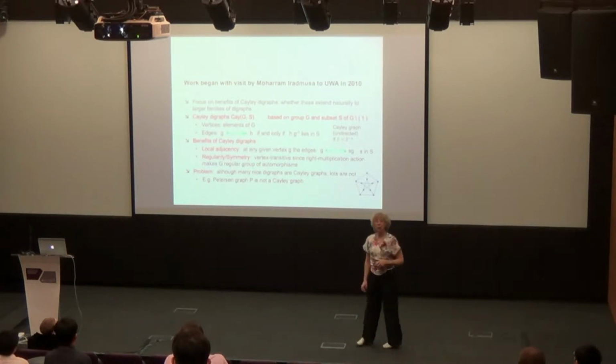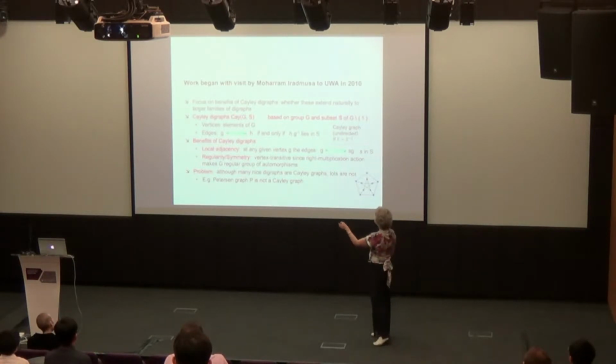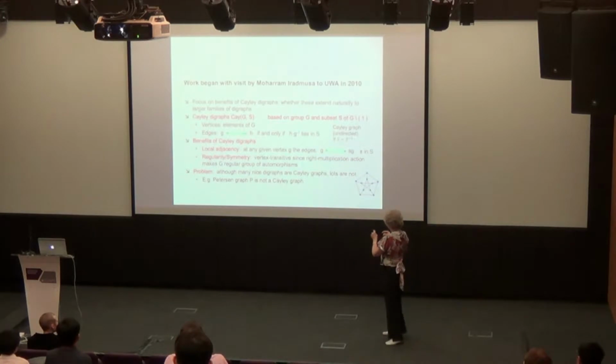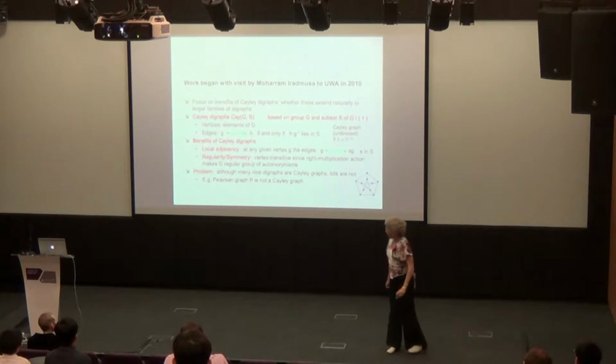So some of the benefits of Cayley digraphs are that there is this sort of local adjacency property, that at any vertex g, you know exactly where the out edges go by forming multiplication in the group. And another way of writing this joining relation was that g is joined to sg for all of the elements s in the set S. So that's a good property.